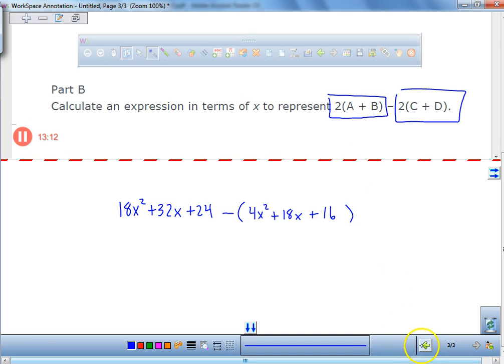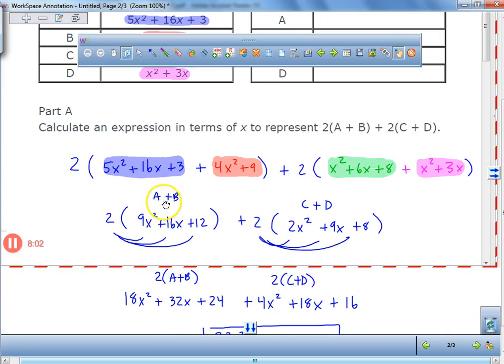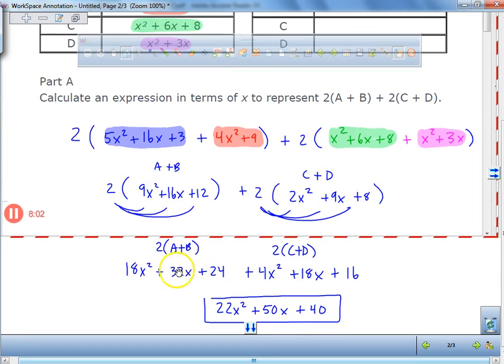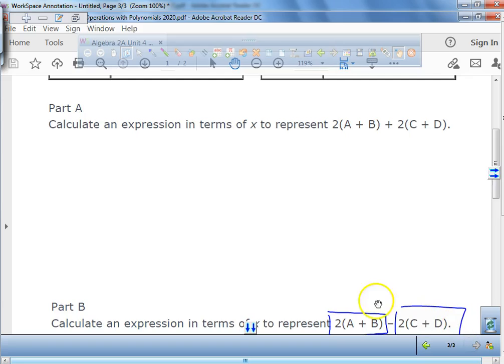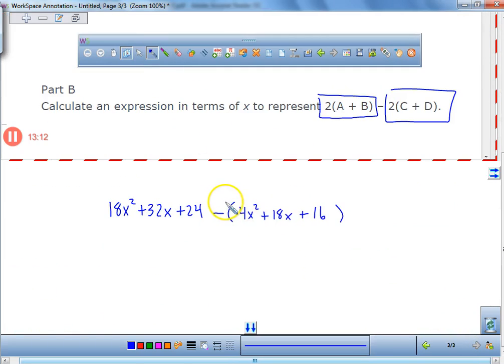For those of you who aren't sure what we just did, I'm going to go back here. Check this out. This was a plus b. This expression right here was 2 times a plus b. And this expression right here was 2 times c plus d. So all we're doing is taking what we did before and transferring it over to this problem. What's the only thing we're going to do now? Subtract. So we've got to apply that negative, all right?